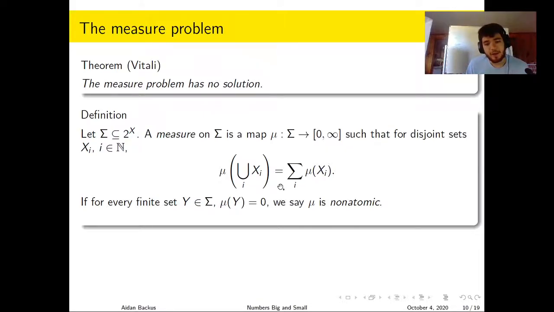And two useful properties that we can demand of these measures. One is that every finite set has measure 0. So this is basically saying that if you have a point all by itself, the point should not have any length. It should just be length 0. We say that mu is non-atomic if this is true, and otherwise we call that point an atom.